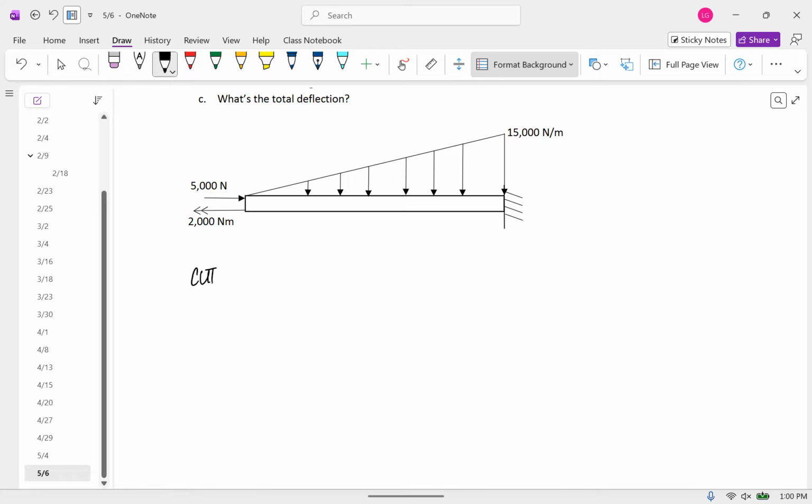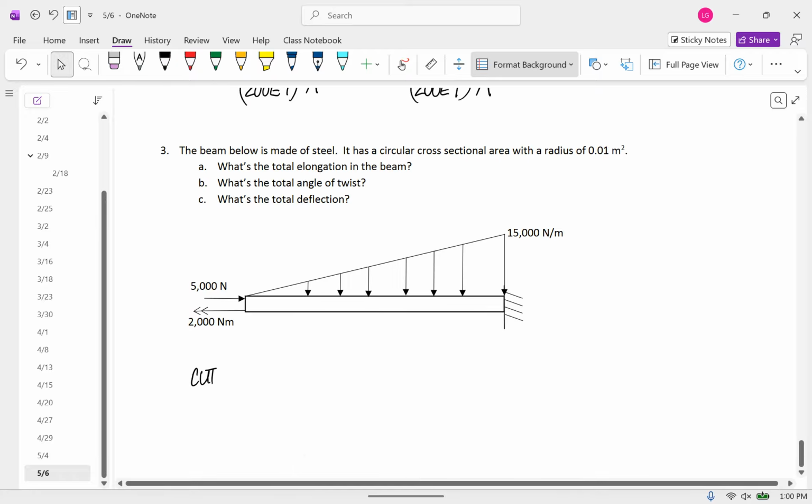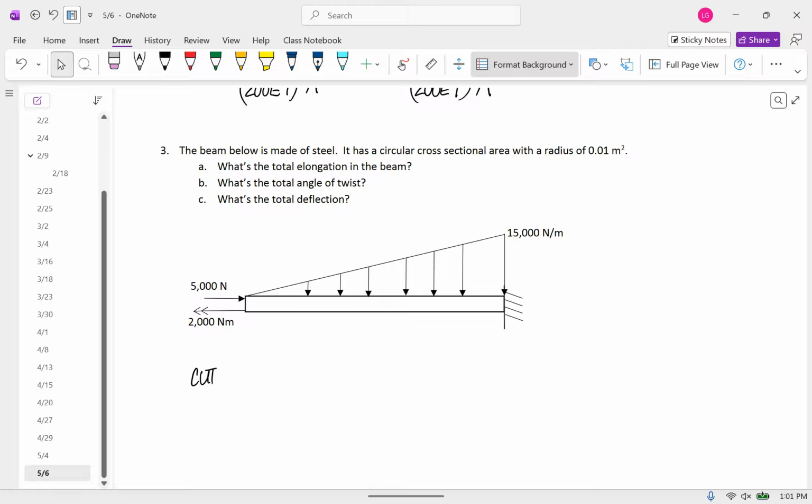Wait, do we need to know the length of this? Yes. So there's not a length given. Just substitute for x or a random value? Yeah, let's just make up a value. It's 2 meters long. Okay, so cut 1. This is valid for the whole thing. X is in the range of 0 to 2.